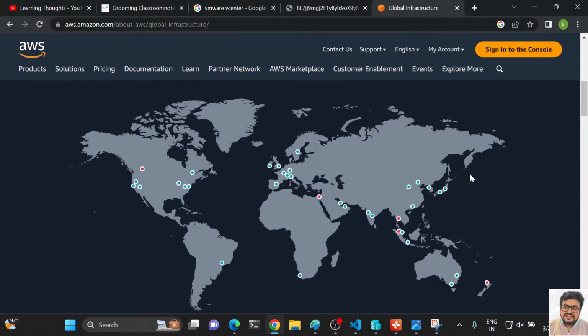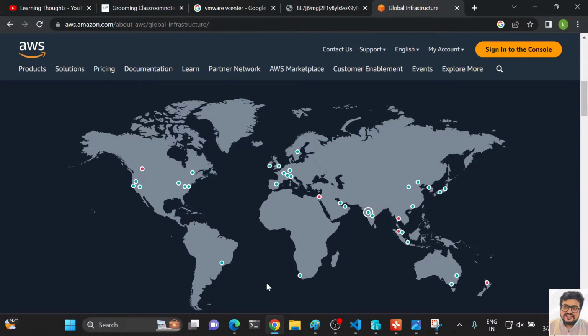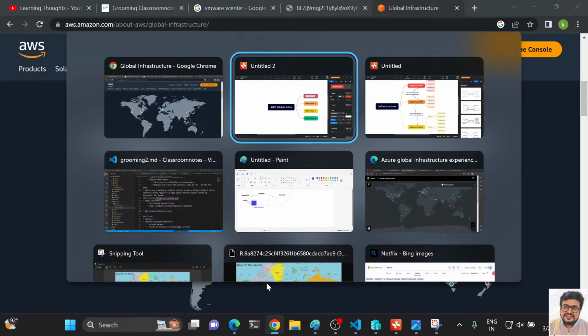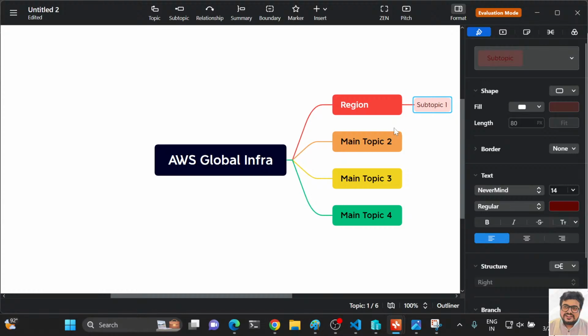This is how the map looks. In India they have two locations now: one is in Mumbai, the other one is in Hyderabad. AWS has already launched Hyderabad. So they will identify a region, and in every region they will ensure that there are at least three availability zones.